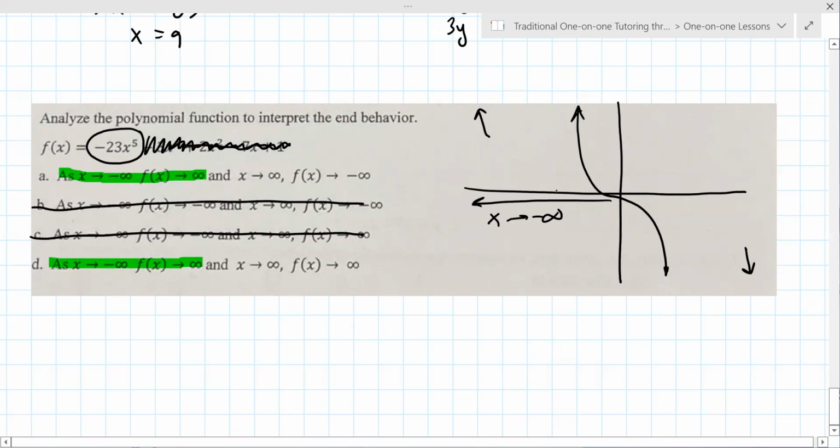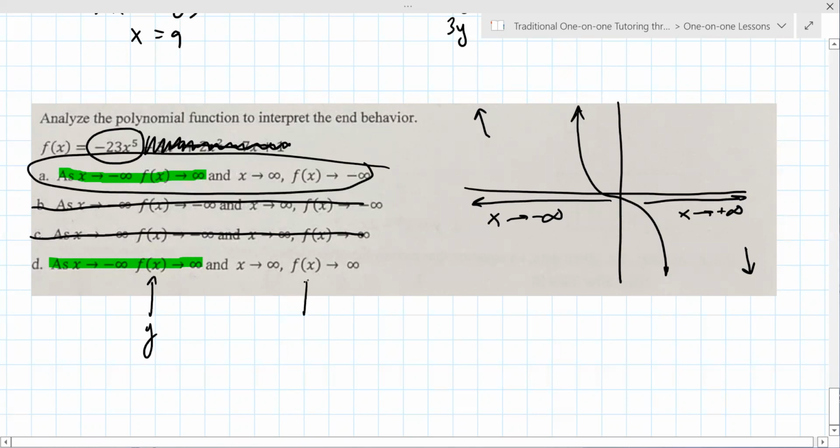Now I have to go the other direction. As you go to the right, as x goes to positive infinity, y now goes down to negative infinity. And so that is why this one is correct. So you can think of it as f of x being the y. This is the y.